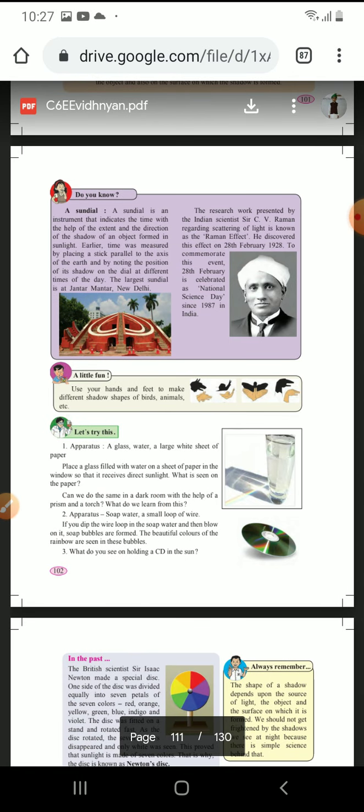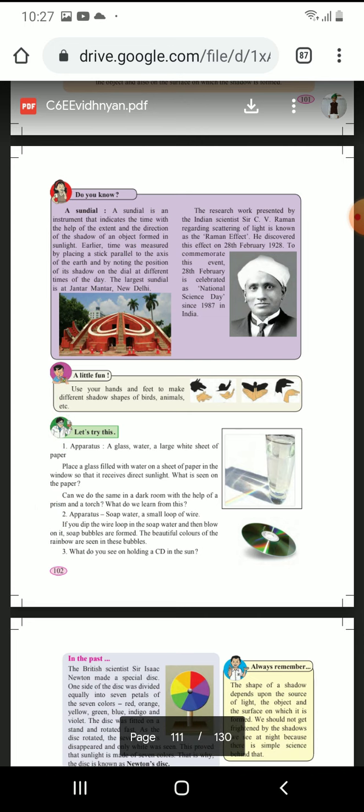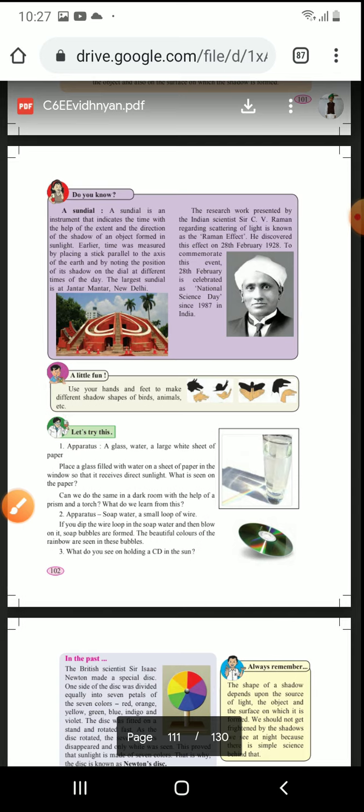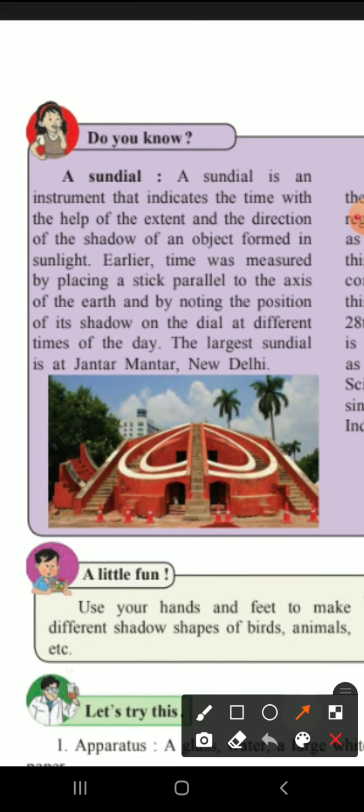Now open page number 102. Do you know? A sundial. A sundial is an instrument that indicates the time with the help of the extent and the direction of the shadow of an object formed in sunlight.